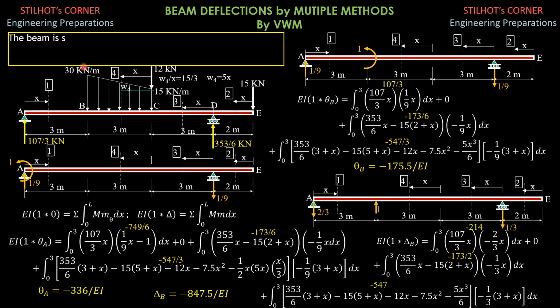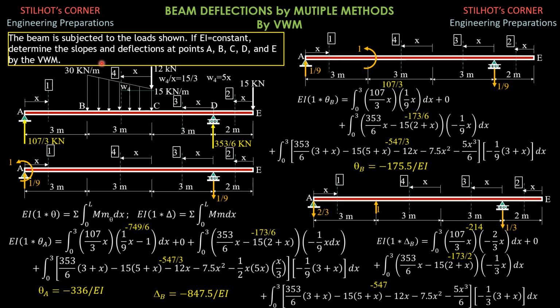There we go. This is the original problem. The beam is subjected to the load shown, if EI is constant. Determine the slopes and deflections at points A, B, C, D, and E by the virtual work method. So this is the original beam and the loadings. We have this trapezoidal loading, 30 kilonewton per meter to 15 kilonewtons per meter, and we have a 12 kilonewton load here and this 15 kilonewton load.